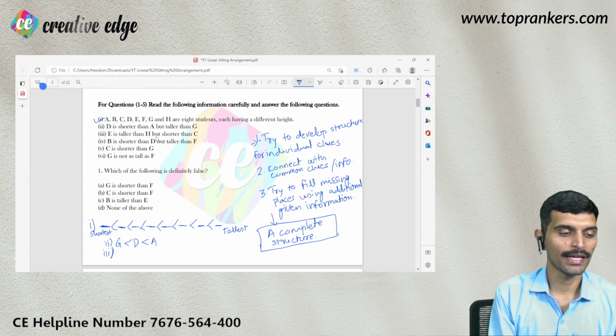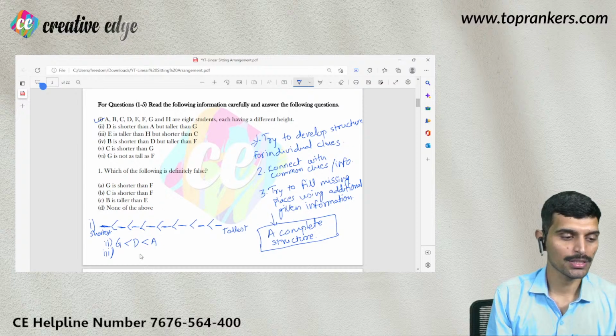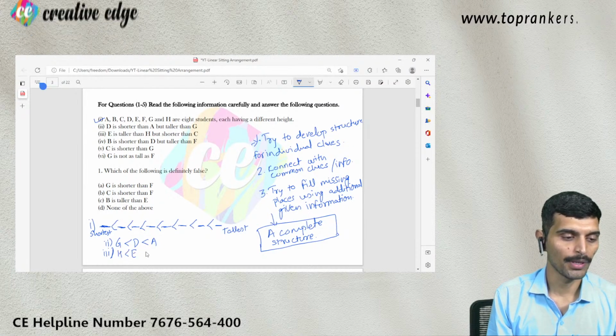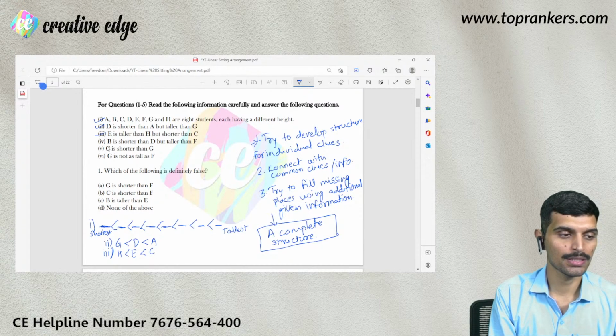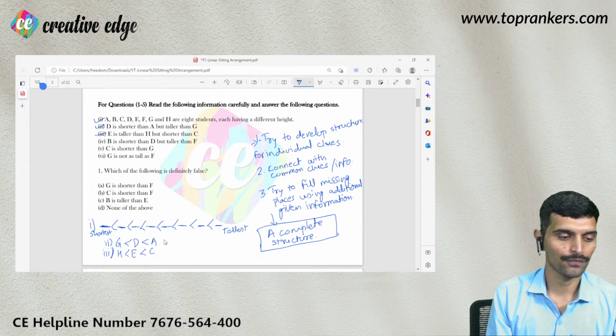E is taller than H but shorter than C. This is done. Now let's see clue number four. B is shorter than D but taller than F. So now let's talk about clue number four.